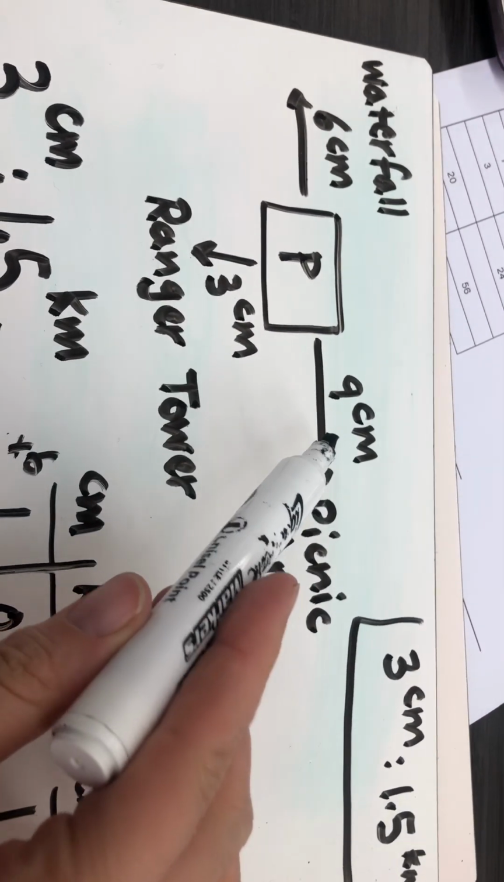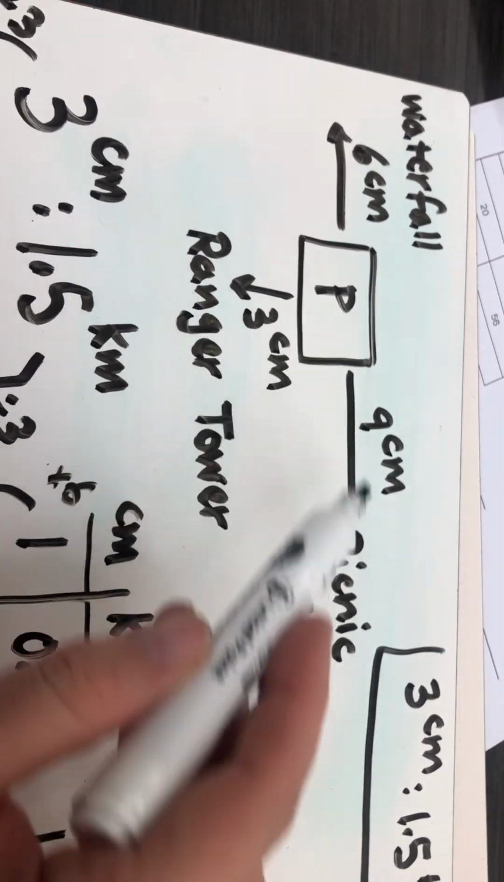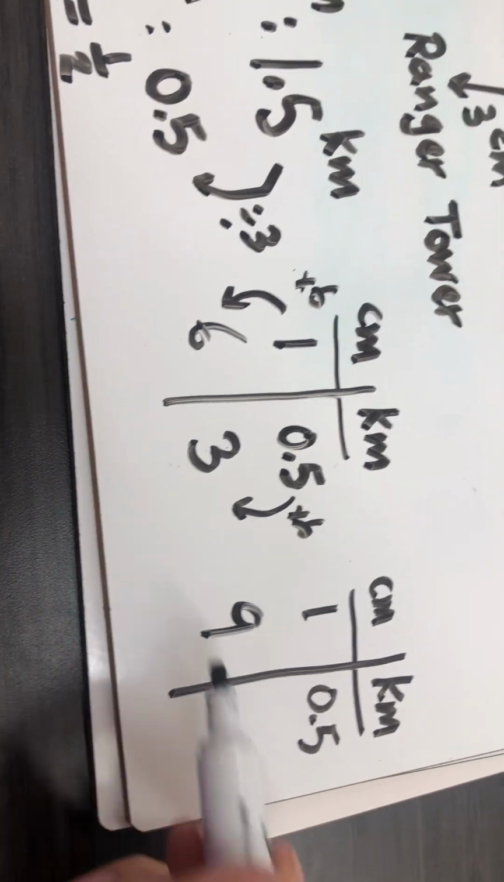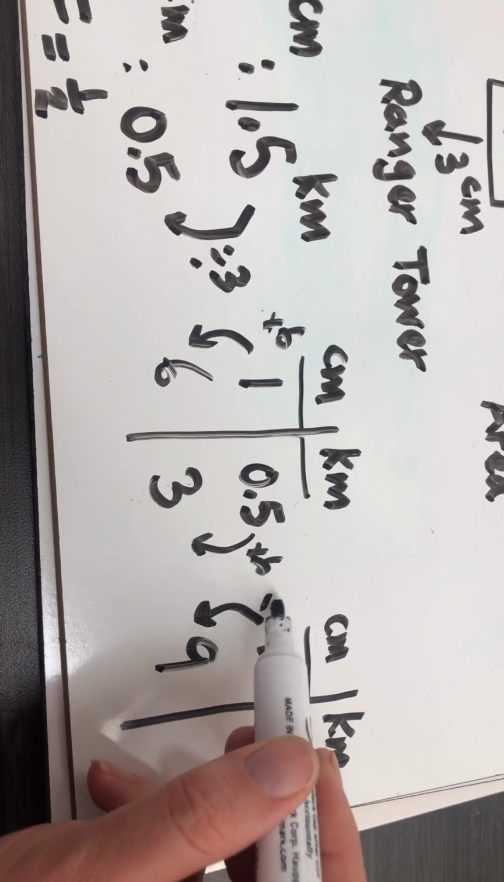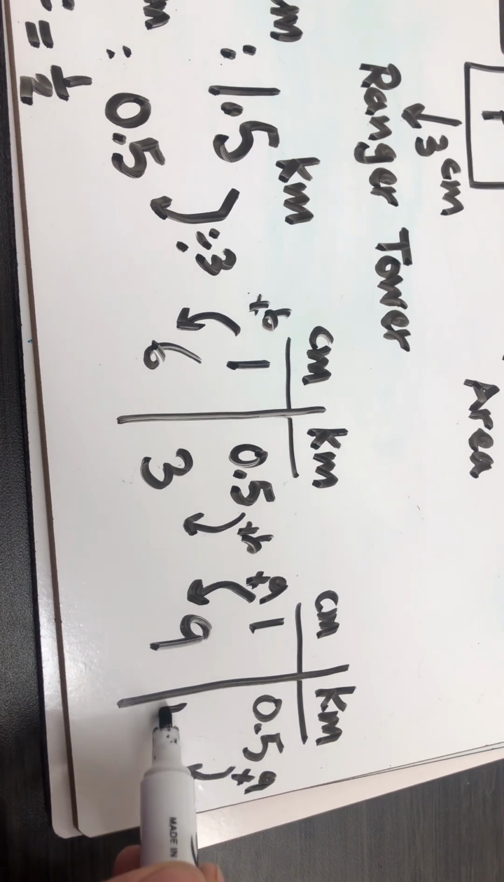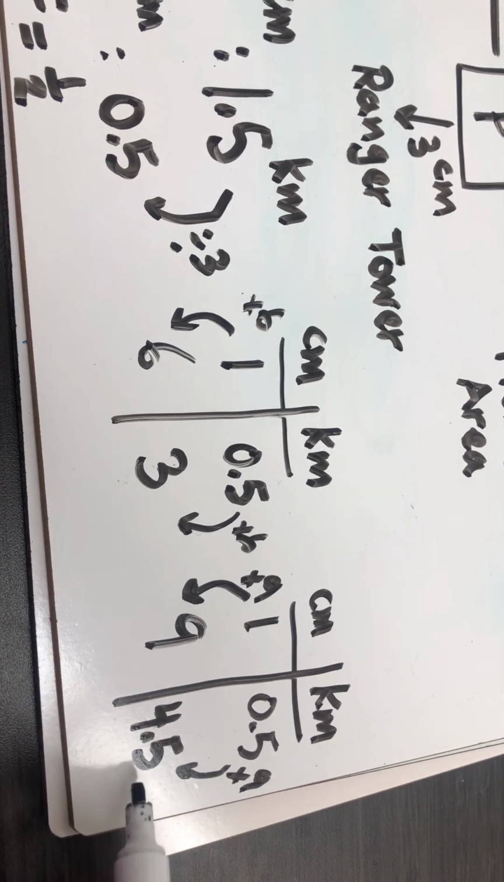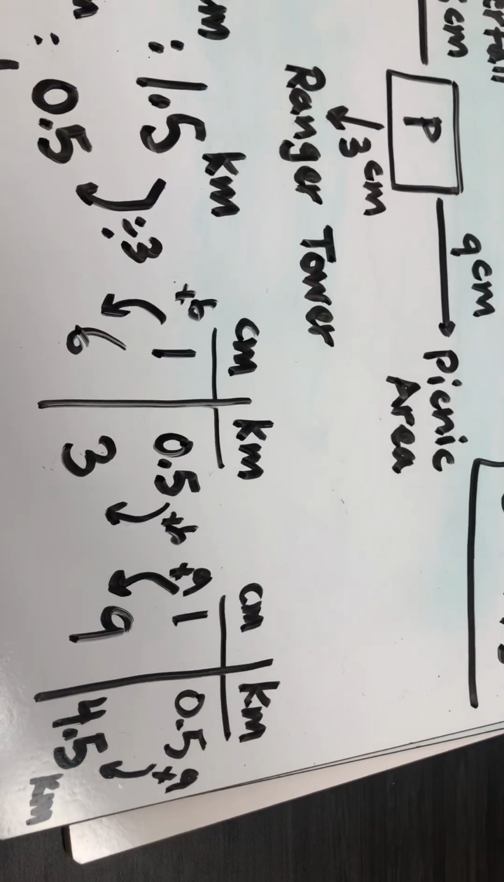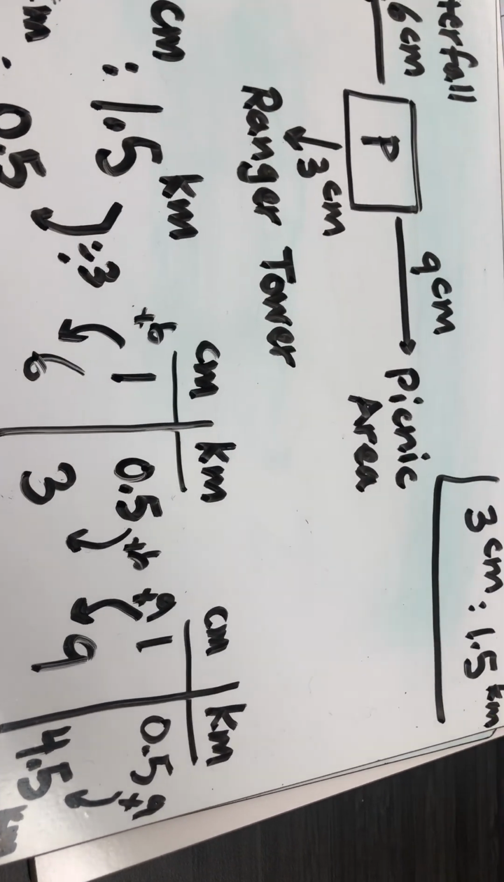9 centimeters is the drawing from the parking lot to the picnic area. And I'm going to put that here because it's centimeters, and I'm going to do times 9 on this side. So this side is going to be also times 9, which is 4.5 kilometers. So that is the actual distance from the parking lot to the picnic area.